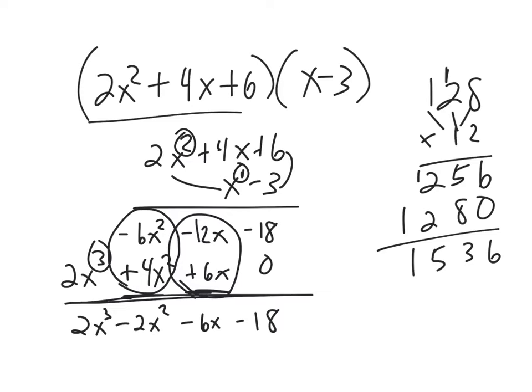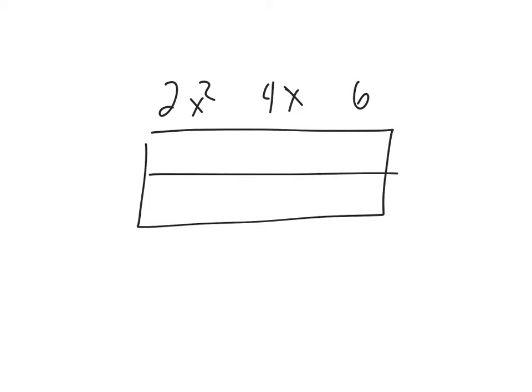Okay. Now, if we do that same thing with the Punnett square, we can do that as well. Let's check. Oh, there it is. Look at that. Same thing. I got my 2x squared, I got my 4x, and I got my 6. And then I just make a longer Punnett square. And I had x minus 3, I believe.